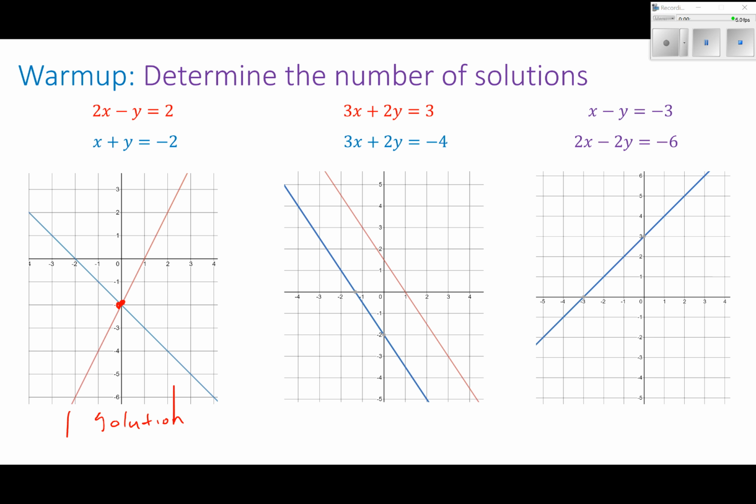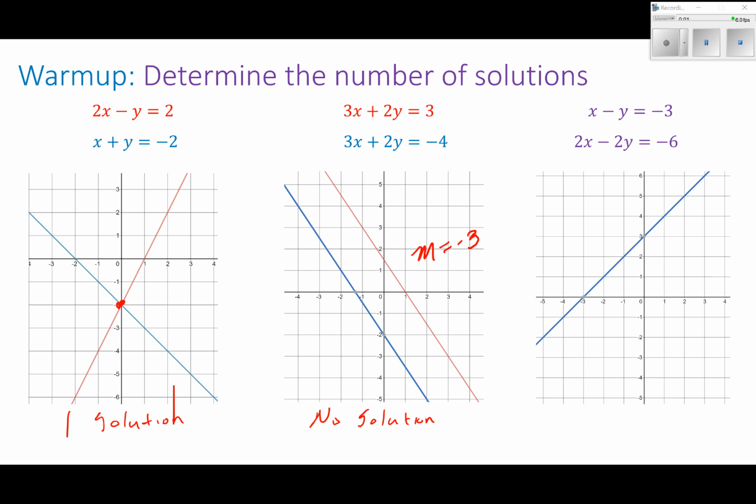Now for the middle graph, each of those will have the same slope. So each of these actually have a slope of negative 3, and so they will never cross each other. So this one would be no solution.